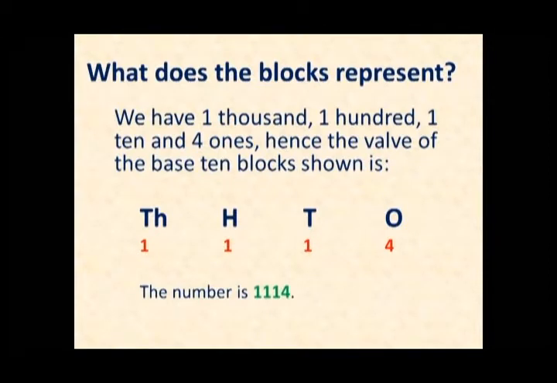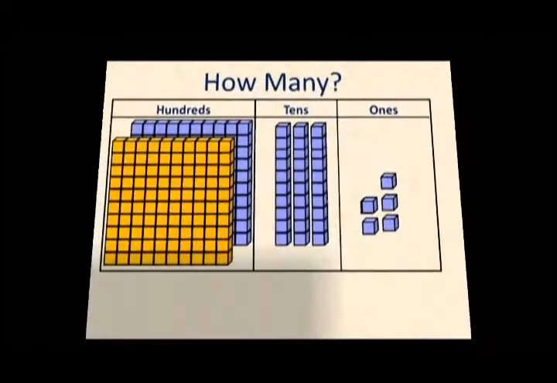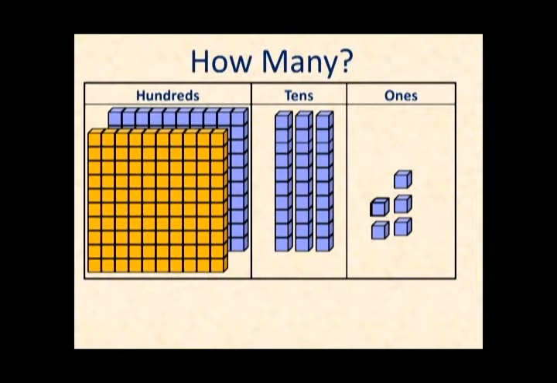If you notice, I'm asking you the question, what do the blocks represent? We have 1,000, 100, 10, and 4 ones. The number represented is 1,114. Let's look at these. Can you guess what the number is based on the blocks shown here?